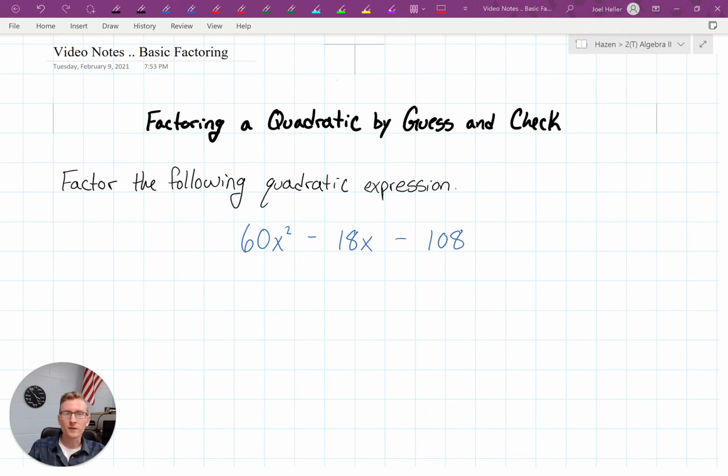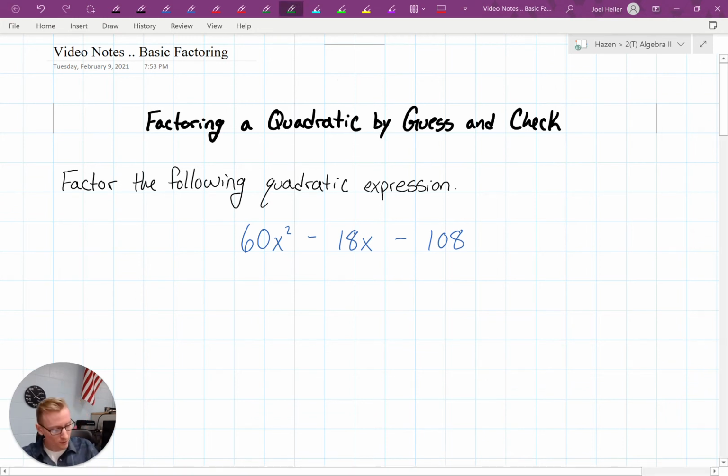Hello. Today, I'm going to show you how to factor a quadratic by guessing and checking. To do this, we're going to think about factoring like the distributive property in reverse. We'll find different combinations of factor pairs, we'll test them, and we'll find the one that works. So, let's consider that quadratic right there.